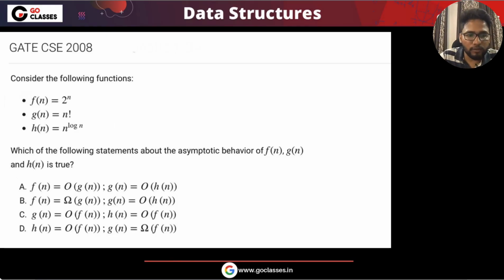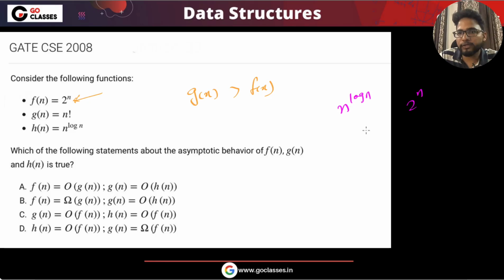Now I think we have solved this question before, but for the sake of completion, let me do it. This is 2 power n. I think 2 power n, n factorial, we know which one is greater: Gn is strictly greater than Fn. And what about this n power log n? Let me compare n power log n to one of the terms, maybe 2 power n. Which one is greater?